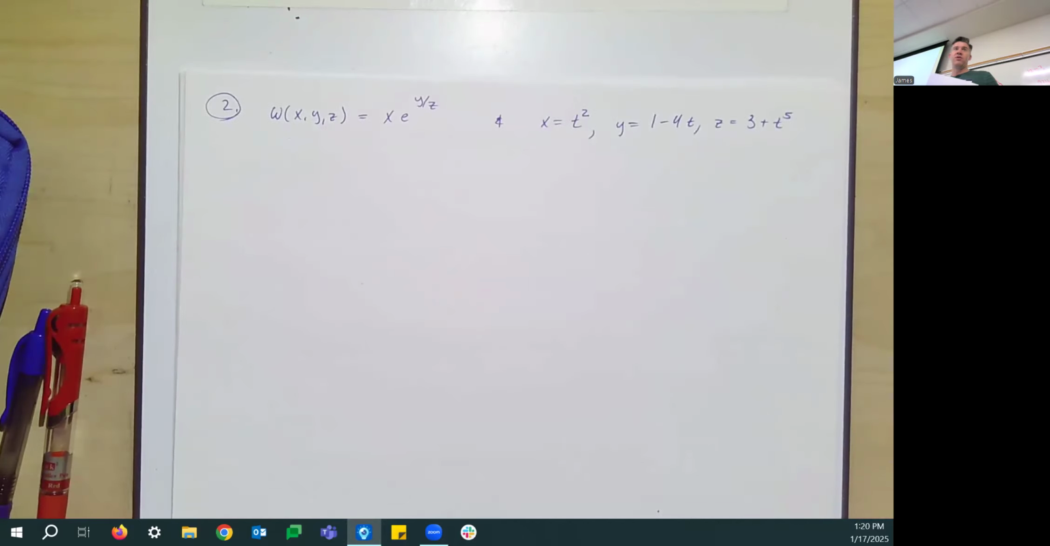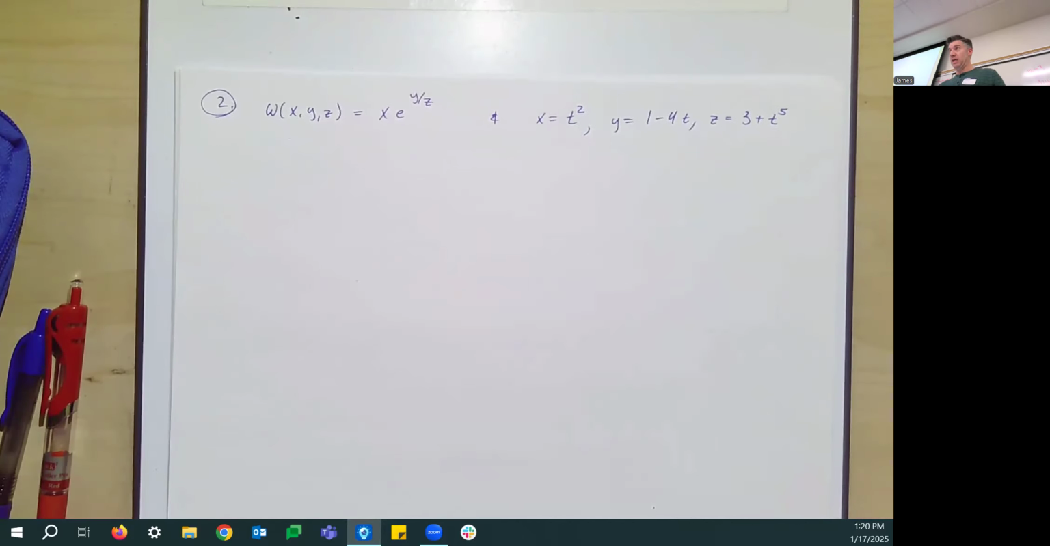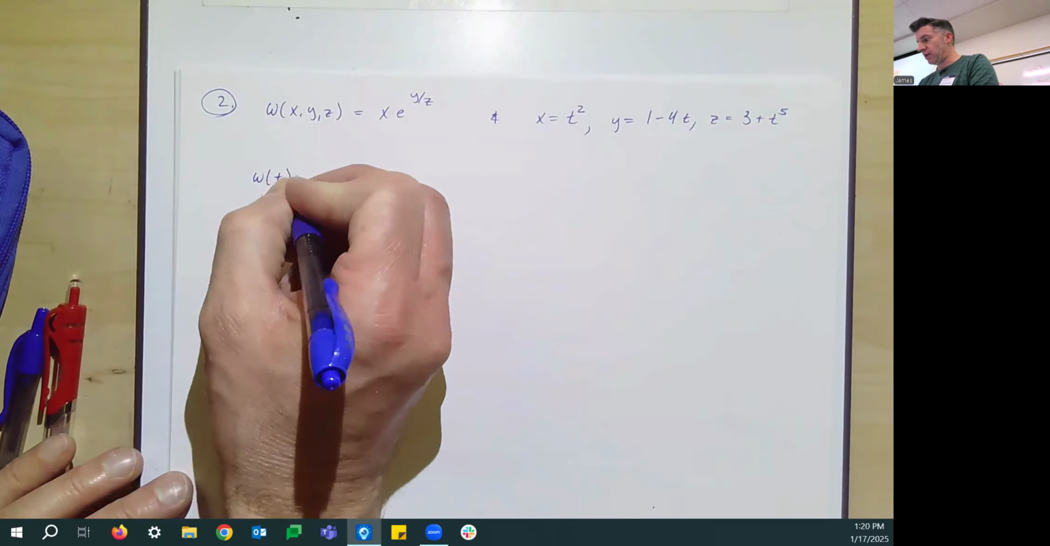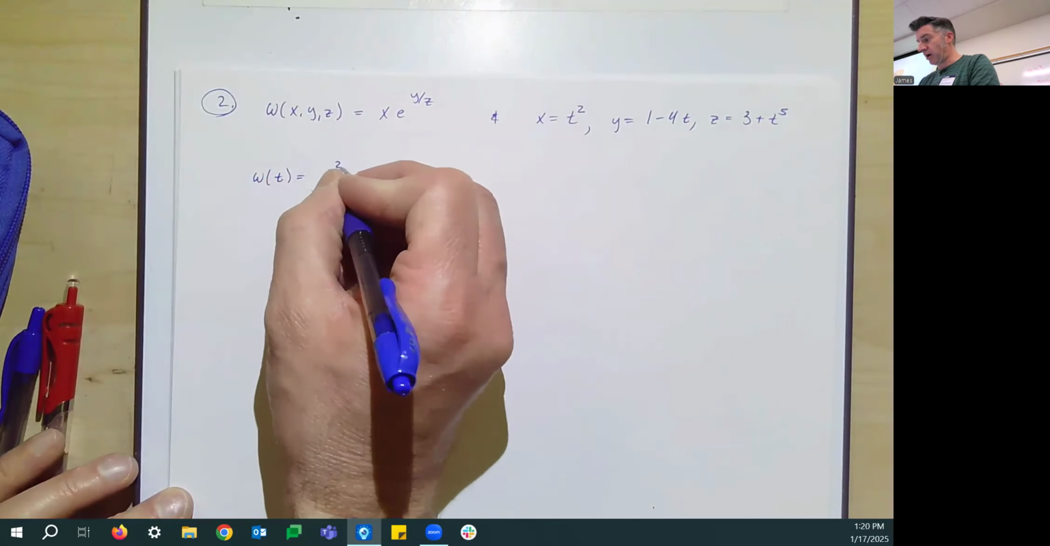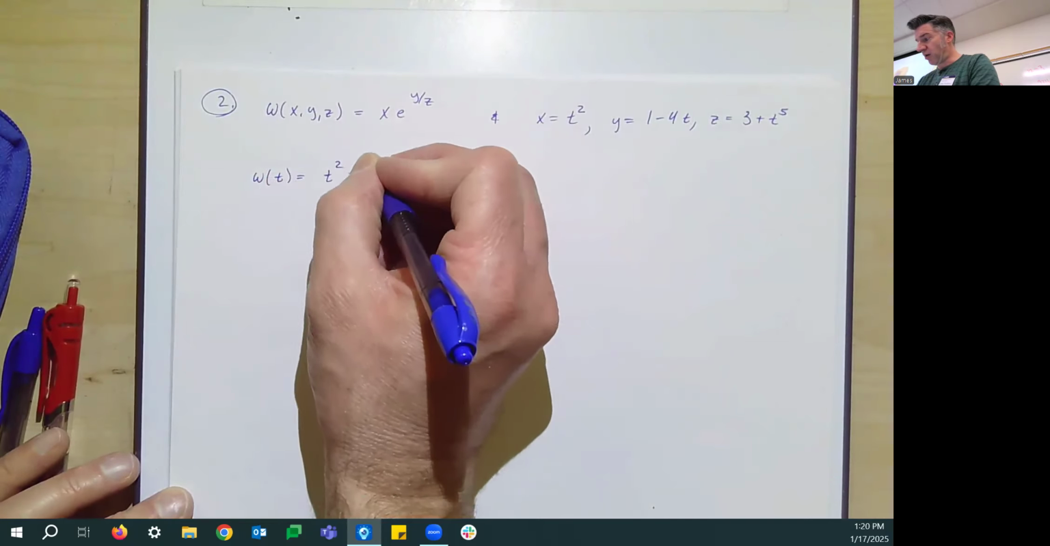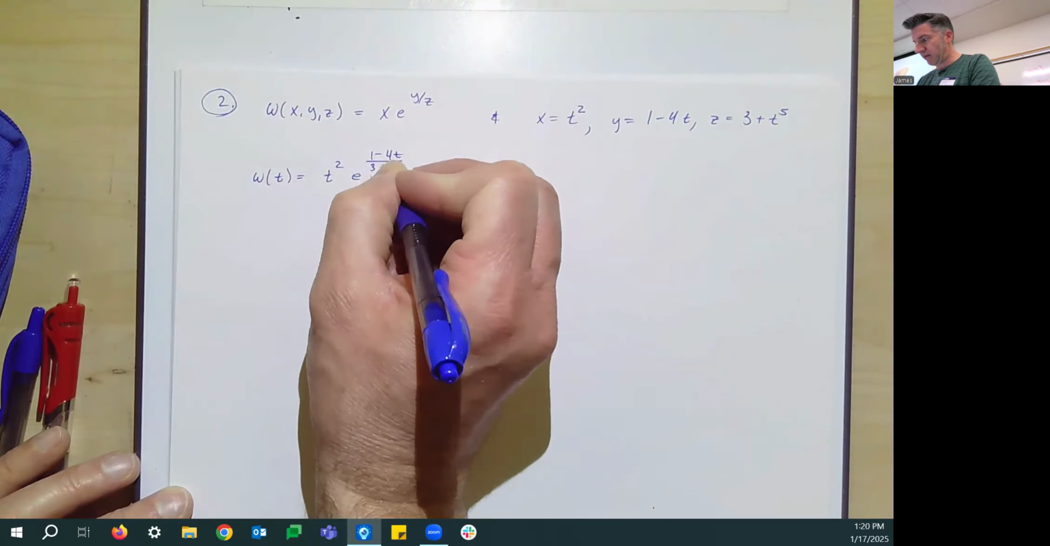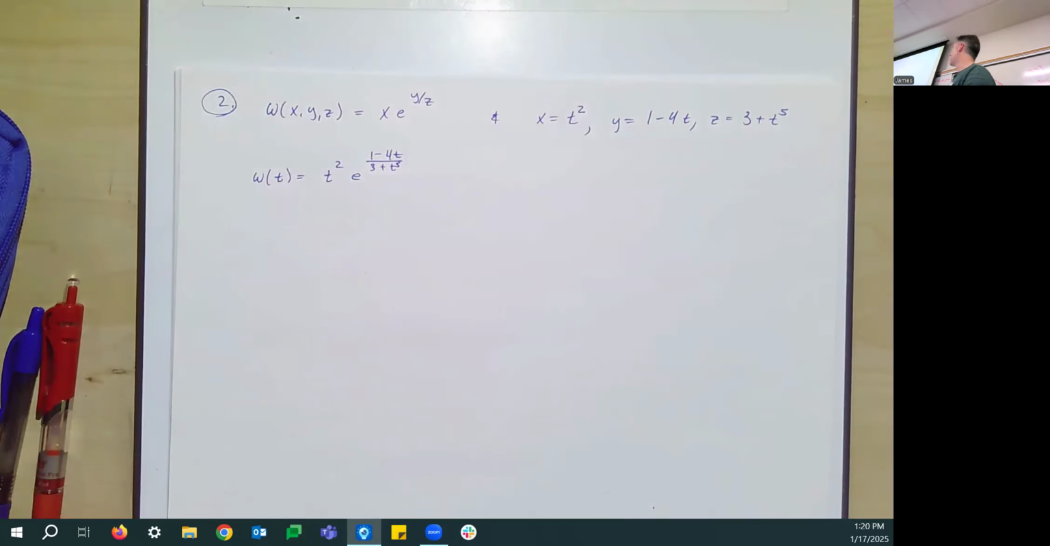And I want to find the derivative of w with respect to t. Which again, if we really, really wanted to, we don't, by the way, but if you wanted to, we could write w as a function of t as t squared e to the y minus 4t over 3 plus t to the fifth. That is not going to be friendly to us.